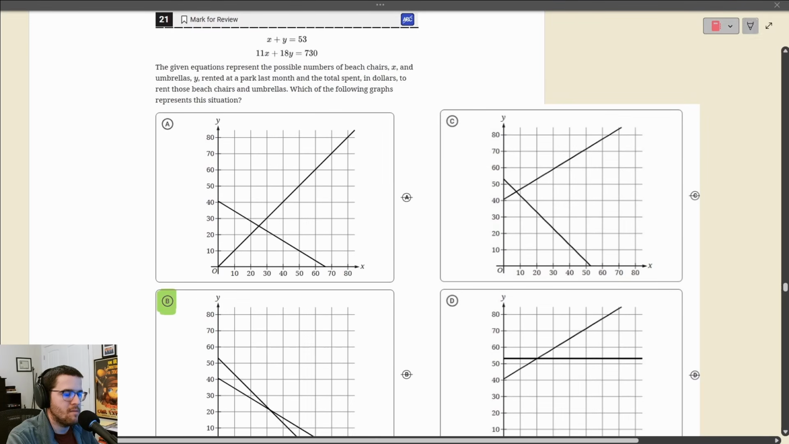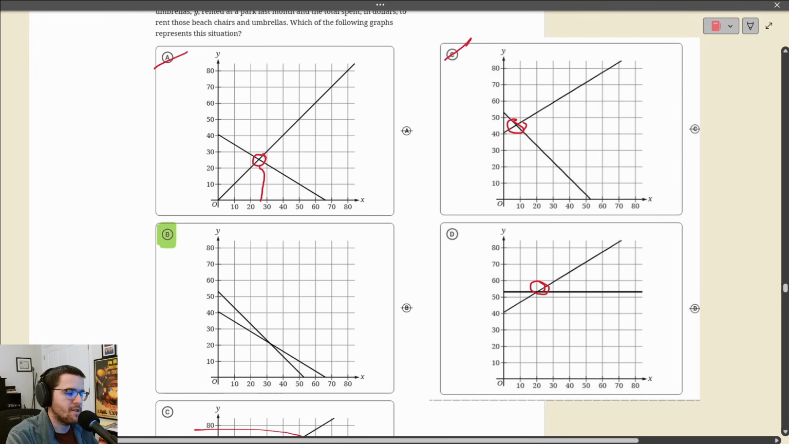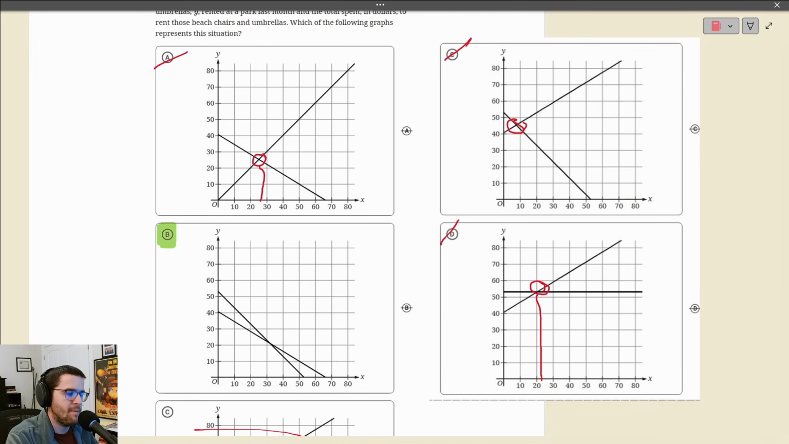Does that look like (32, 21)? No, that looks like it's way before 30, so that's definitely wrong. Does that look like (32, 21)? No, definitely wrong. Does that look like (32, 21)? Again, not at 32. I don't even need to check the y-coordinate. This one kind of does look like it's at (32, 21).